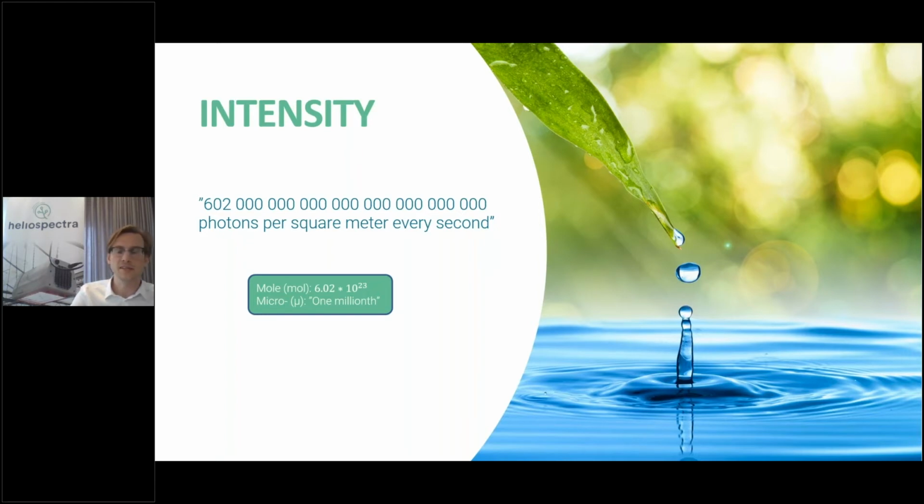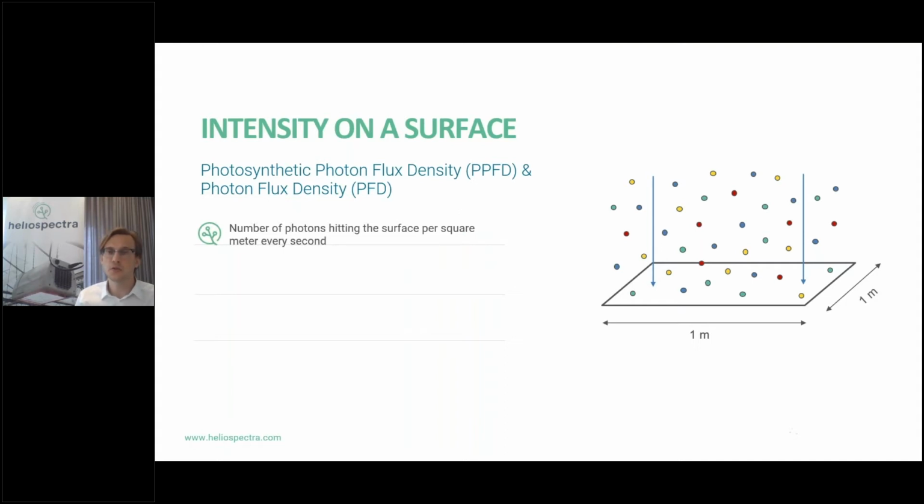I'm now going to look at light intensity from 2 different perspectives. The first perspective is when we talk about the light intensity on a surface. And here we have the PPFD and the PFD as the 2 terms, the 2 concepts. The PPFD stands for photosynthetic photon flux density, and the PFD stands for photon flux density. Photosynthetic means that it's PAR. Photon, we're talking about photons. Flux is a flow. And density indicates that we talk about it over an area.